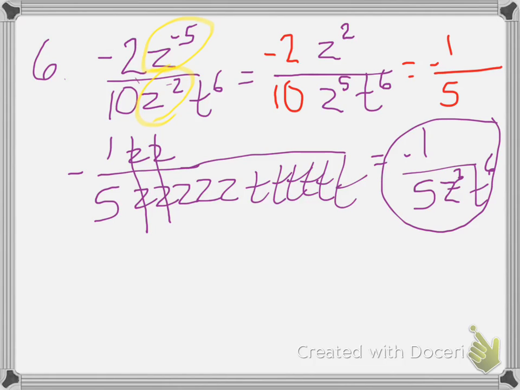So what you want to do is make sure that you simplify your answers without negative exponents. Some people simplified it and said negative 1 z to the negative 3 t to the negative 6 over 5, which is simplified, but on the final they'll ask you to simplify without any negative exponents. So you want to be sure that you can do that.